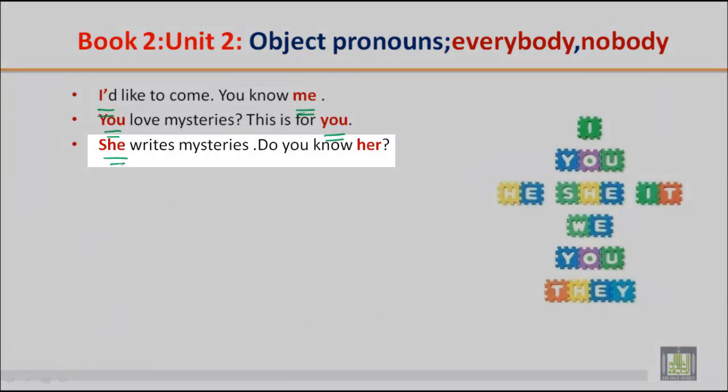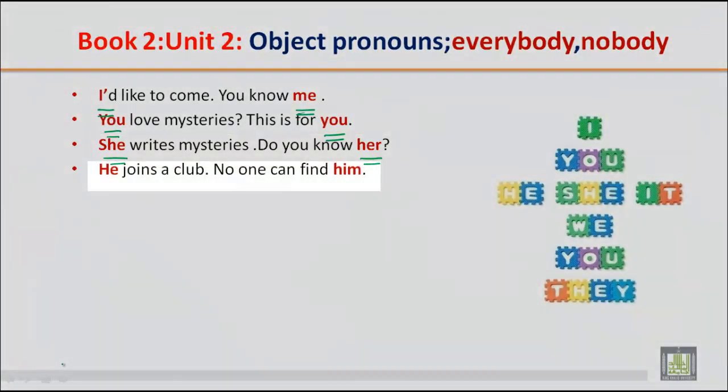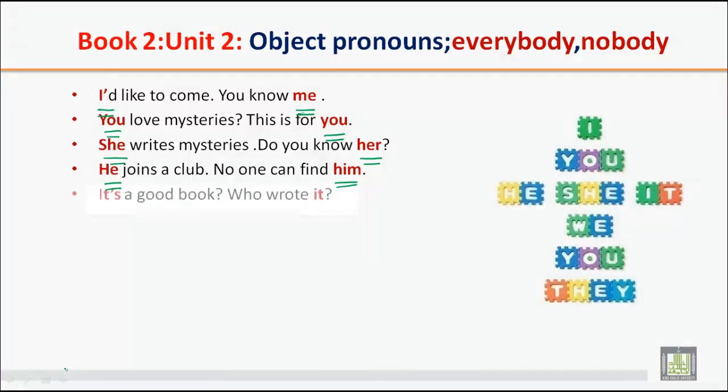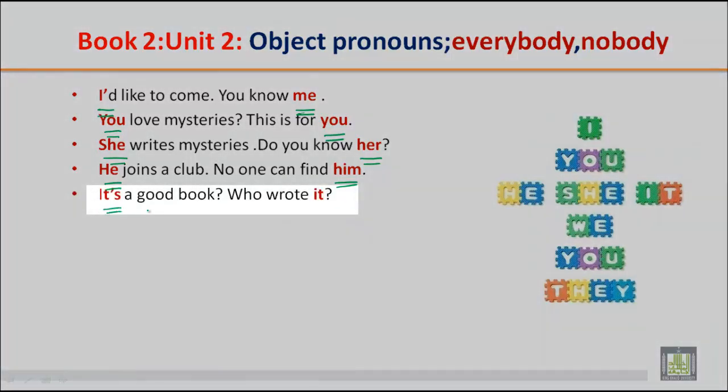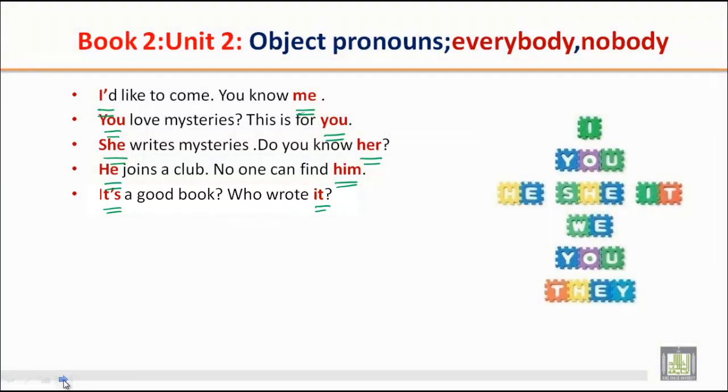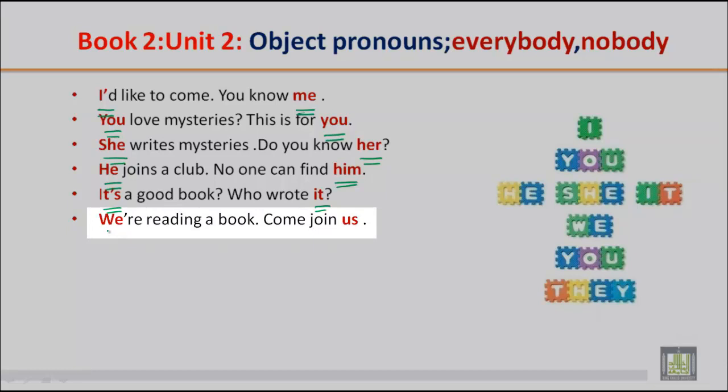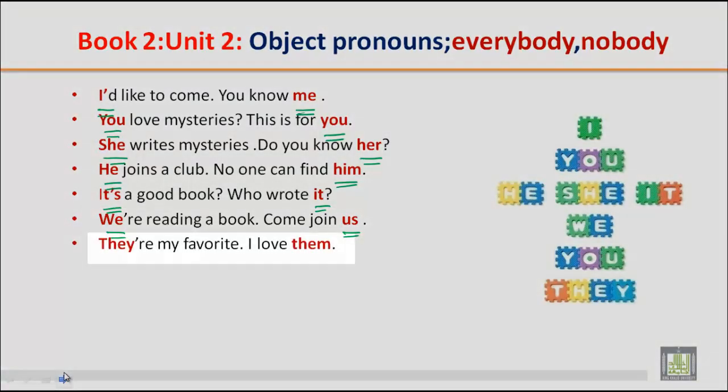She writes mysteries. Do you know her? So the object pronoun for she is her. He joins a club. No one can find him. So the object pronoun for he is him. It's a good book. Who wrote it? So the object pronoun for it is it. We are reading a book. Come join us. So us is the object pronoun for we. They are my favorite. I love them.